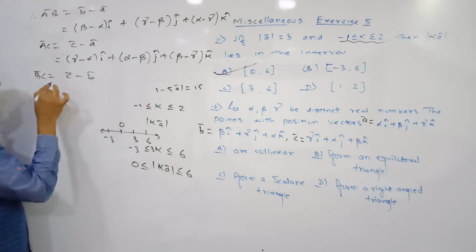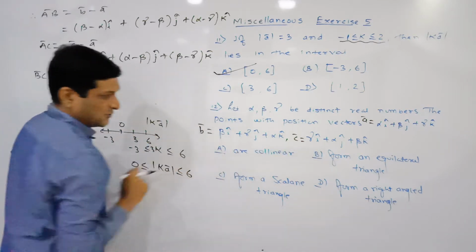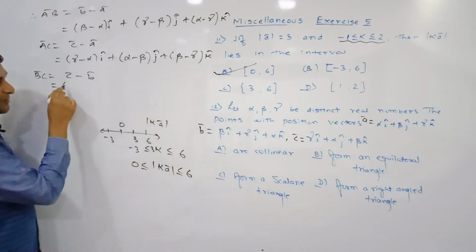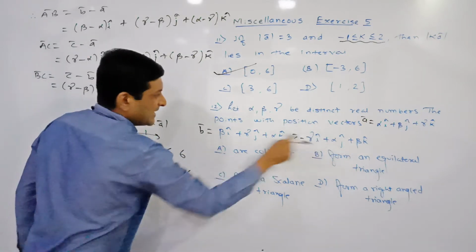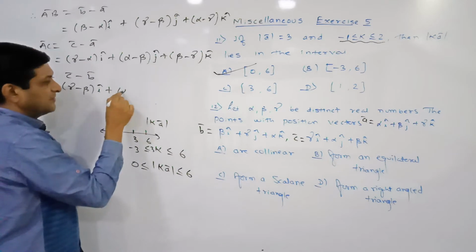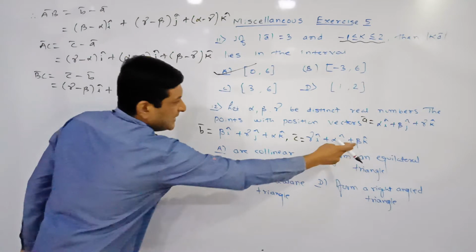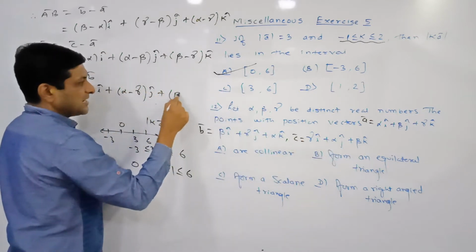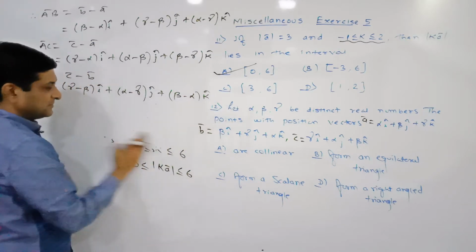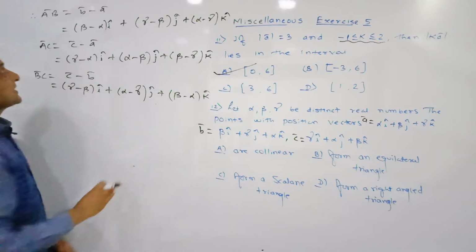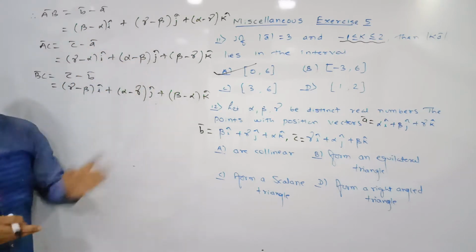C bar minus B bar. So its value is equal to, C bar is also known to us, B bar is also known to us. We are taking their subtraction. What we'll get here? (Gamma minus beta) i cap, then (alpha minus gamma) j cap, plus (beta minus alpha) k cap. Now we can observe that AB bar cannot be expressed as a scalar multiple of what?